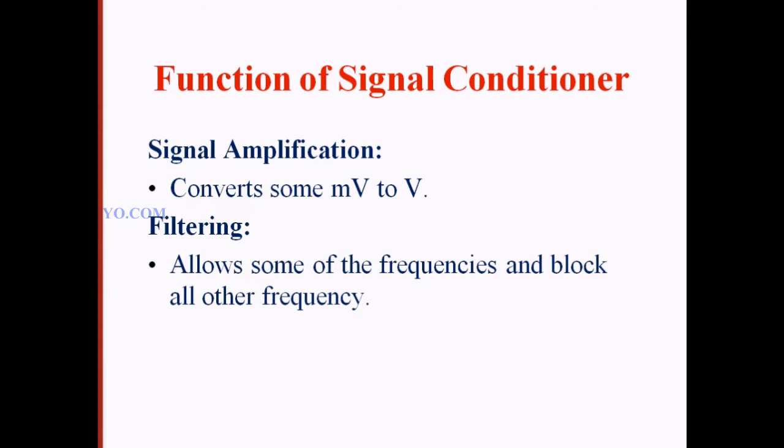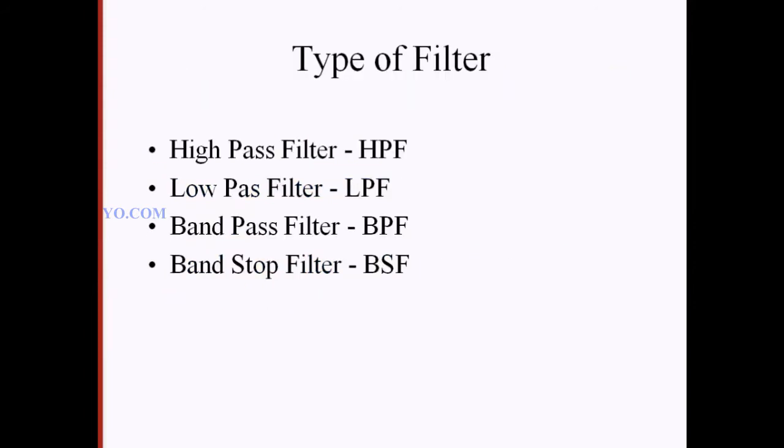After the amplification, it performs the filtering operation. The filtering operation allows some of the frequencies and blocks all other frequencies. Only the required frequency is passed to the next stage and the remaining unwanted frequencies are blocked by a filter. Most of the high frequency noises are removed by using filters. Next we are going to see the types of filter.